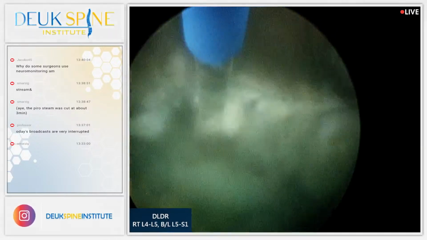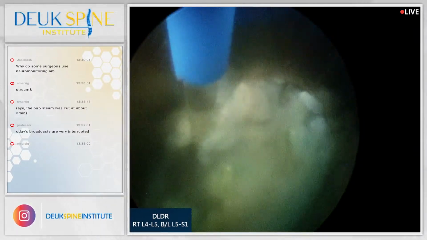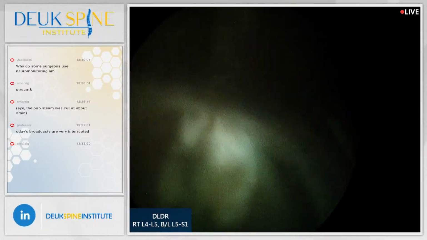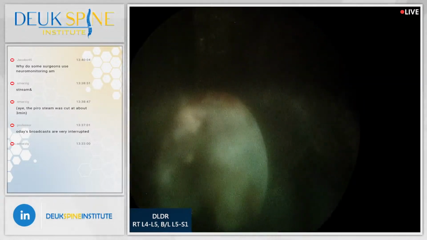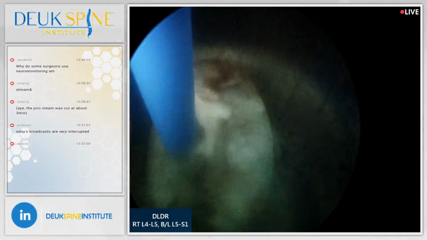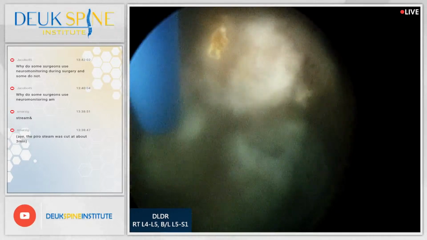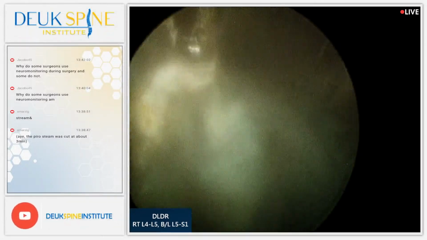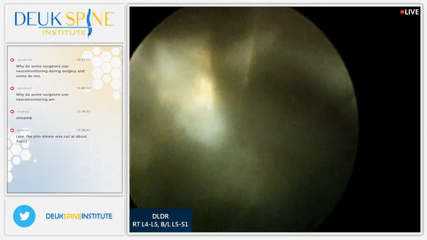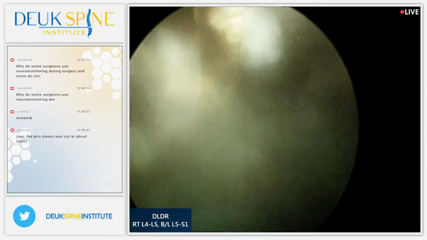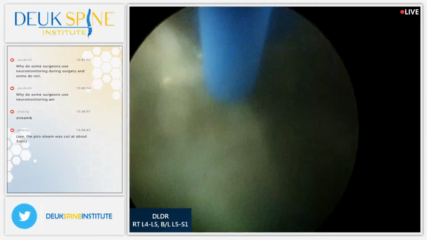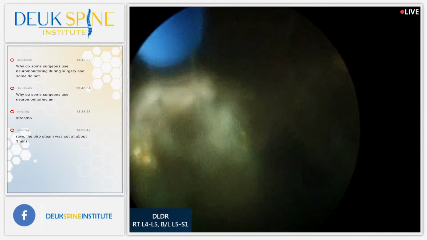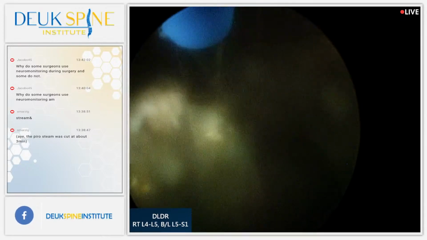There's also other types of neuromonitoring done outside the spine for brain surgery. For example, we use neuromonitoring taking out tumors that are near the visual system or auditory system. So neuromonitoring is used to monitor nerves, to make sure the surgeon isn't damaging nerves while they're doing their surgery.